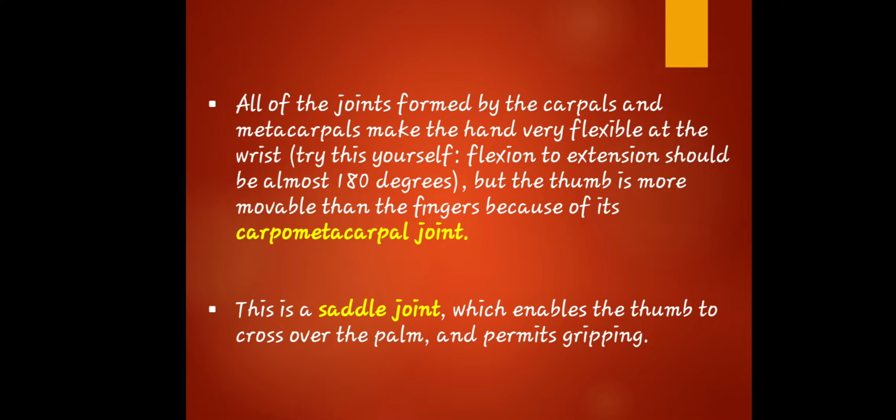Okay? So, how about this term? We have the saddle joint, which enables the thumb to cross over the palm and permits gripping. That's why we can grip and grasp, because of the saddle joint. While in the carpometacarpal joint, we can move our thumb more than our fingers. So the thumb is more movable than the fingers because of its carpometacarpal joint. Okay. Let's proceed to another slide.